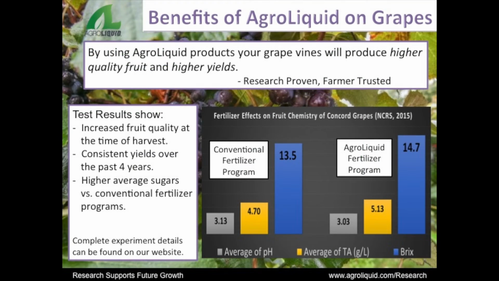At the time of harvest, we can see there's definitely an effect of what kind of fertility the grapes are getting. As you can see, with the use of the AgroLiquid program, we get a higher amount of sugar, and we don't really change the pH or the acidity, which is important for juice growers. This is consistent with the same kind of results that we've been seeing the last several years.